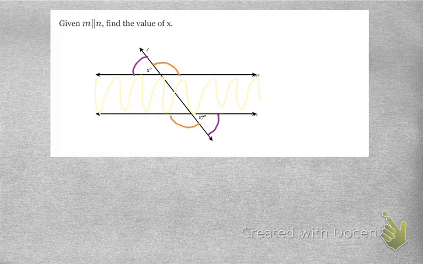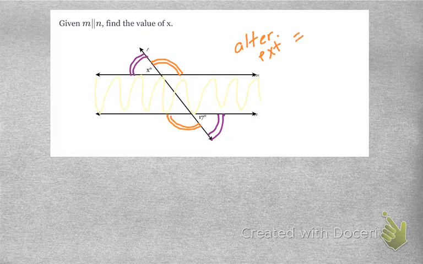The purple one over here, I'll go purple again. This is in the upper left. This one's in the bottom right. On the orange one, this one is in the upper right. This one is in the bottom left. That's the alternating part of it. Alternating exterior angles are congruent or equal to each other.